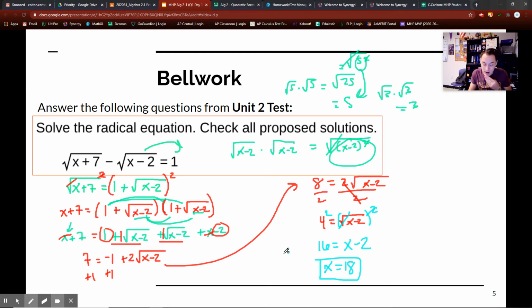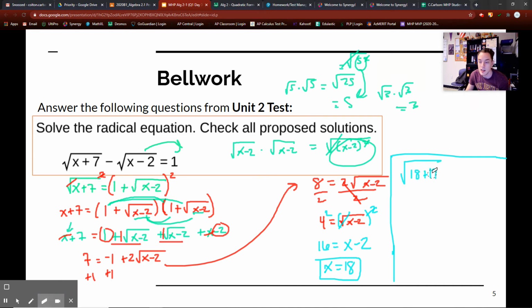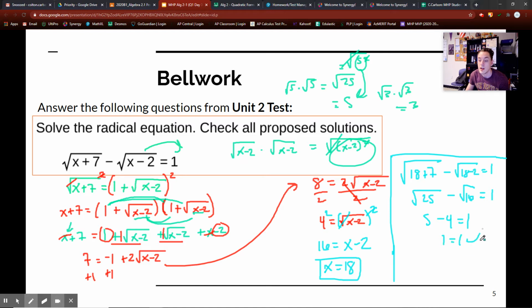Perfect. Fantastic. Okay, so I believe that is my answer, but let's just check it. It could be no solution, and with radicals, we always need to check it. So this is 18, and then plus 7, not 17, whoops. So plus 7. And then minus, I have a radical, 18 minus 2 equals 1. That becomes 25. And then this is minus, this becomes radical 16 equals 1. So this is 5 minus 4 equals 1, which equals 1. Perfect. So this is actually my answer. This is true. Perfect. It checks out.